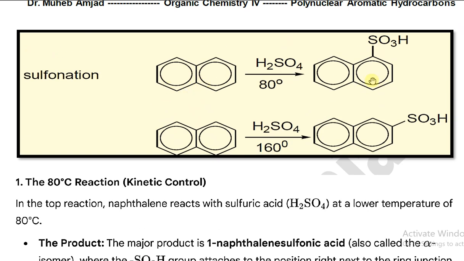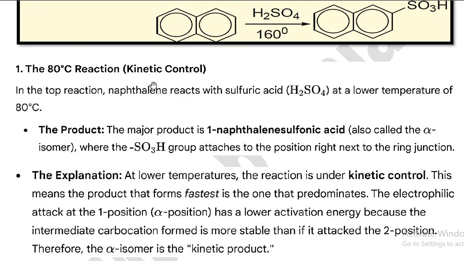But all of them, because we have four alpha positions here, carbons, this alpha carbon, alpha carbon, alpha carbon, alpha carbon, are the same, and give you one product, one isomer. So the explanation at lower temperature is that the reaction is under kinetic control. This means the product that forms fastest is the one that will predominate during kinetic control. One will happen faster than the other.